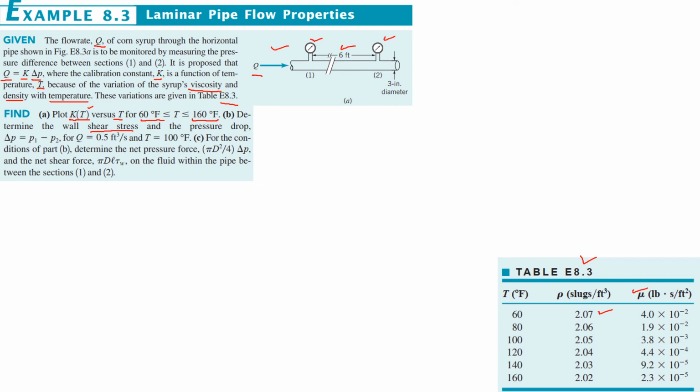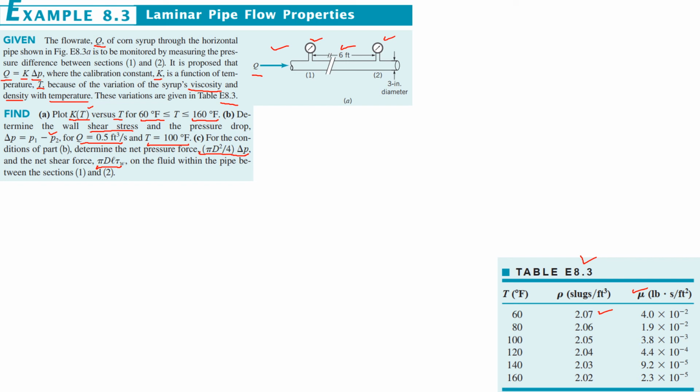Part B is to determine the wall shear stress and the pressure drop delta P for a flow rate Q of 0.5 cubic feet per second and a temperature of 100 Fahrenheit. Part C is, for the conditions of part B, to determine the net pressure forces, that is, area times delta P, and the net shear forces, that is, area times the wall shear stress, on the fluid within the pipe between sections 1 and 2.